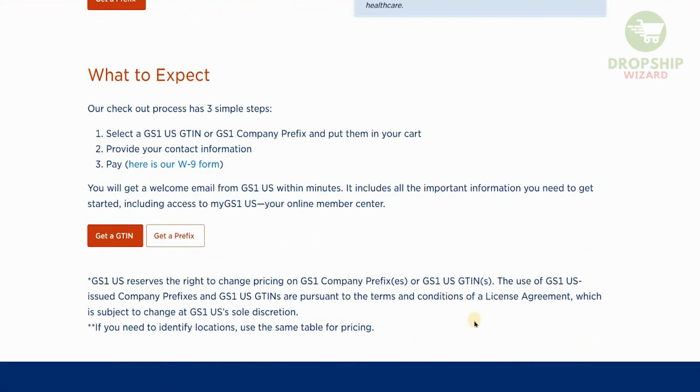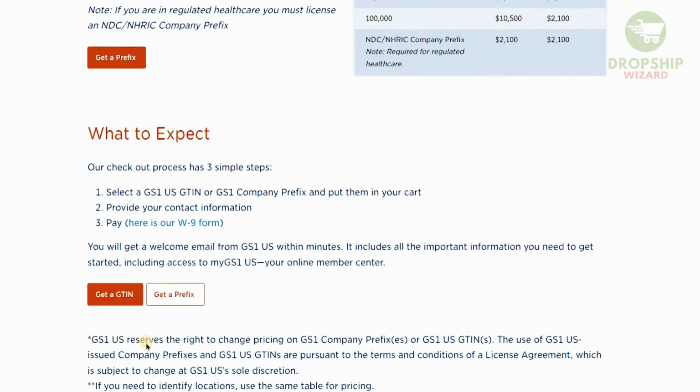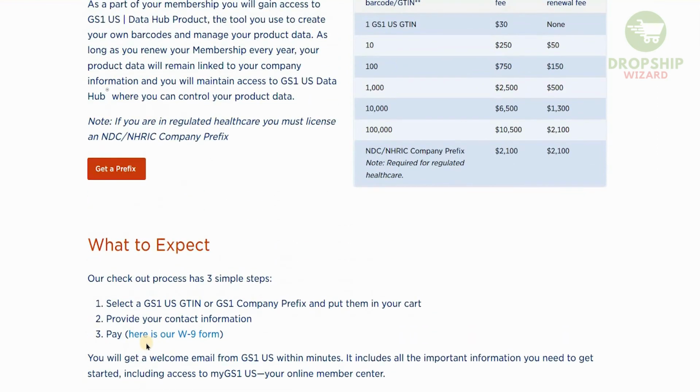Now, the thing that you have to remember over here, which I want to make clear, is that GS1 US reserves the right to change the pricing on the GS1 company prefixes or the GS1 US GTINs, and the terms and conditions of the license agreement are subject to change at GS1 US's sole discretion. And if you need to identify a location, you have to use the same table for pricing. This is very crucial that you understand.